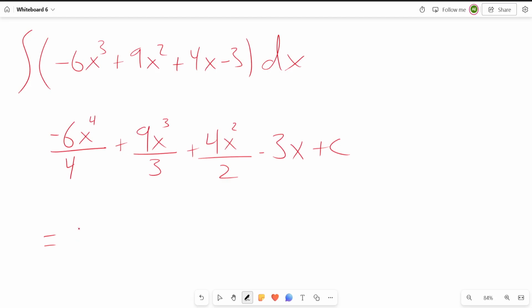To simplify that, negative 6 divided by 4 is basically negative 3 over 2, x to the power 4, 9 over 3 is 3, we have an x cubed, 4 divided by 2 is 2, x squared minus 3x plus c.